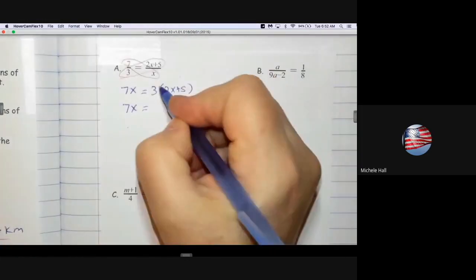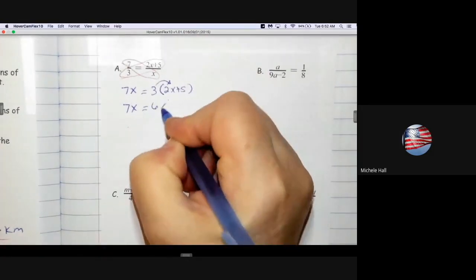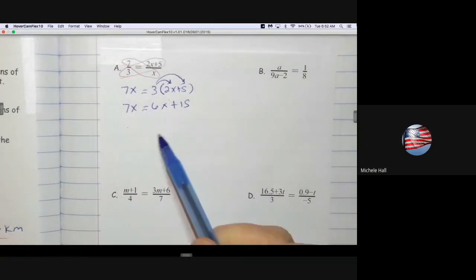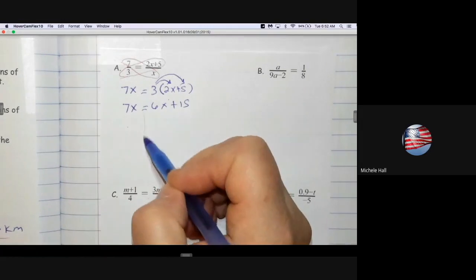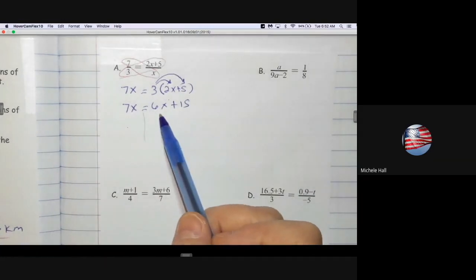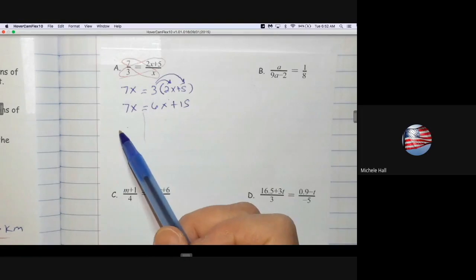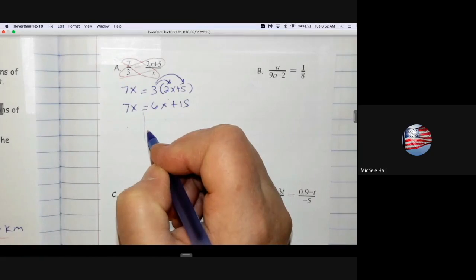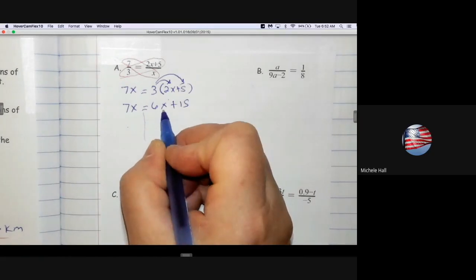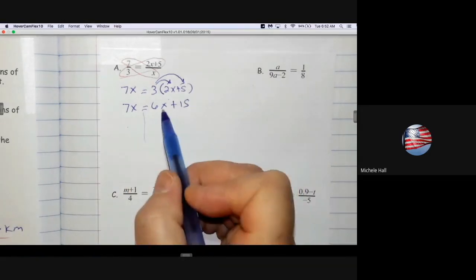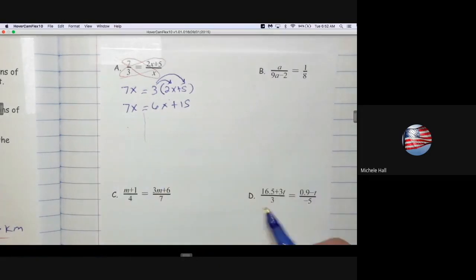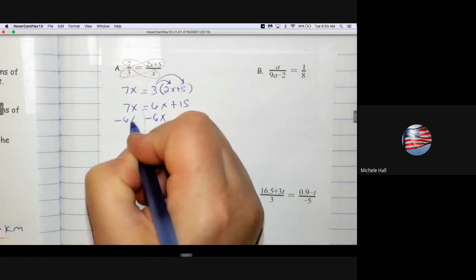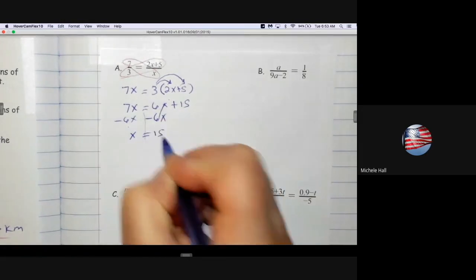7X equals 3 times 2X is 6X, and 3 times 5 is 15. All right. I see that I have variables on both sides of the equation. Remember, we need to keep this balanced. I would like to shift the 6x to the left-hand side. I'm not solving right now. I'm still trying to simplify by collecting my variables on the same side of the equation. To shift the 6x across the equal sign, I need to do the opposite. The opposite of 6x is negative 6x. And we're left with x equals 15.